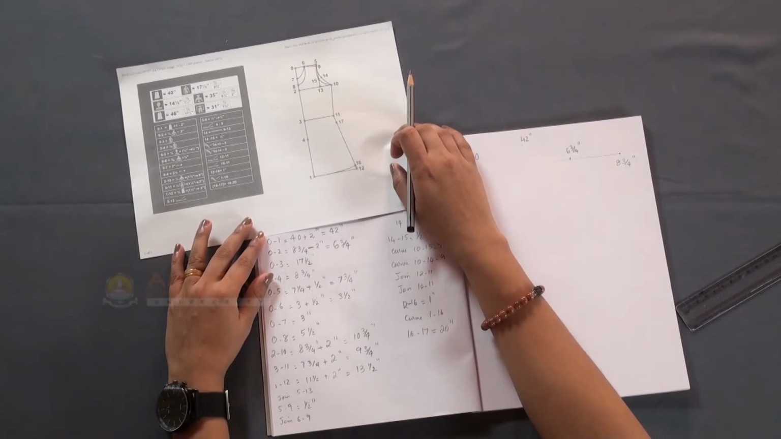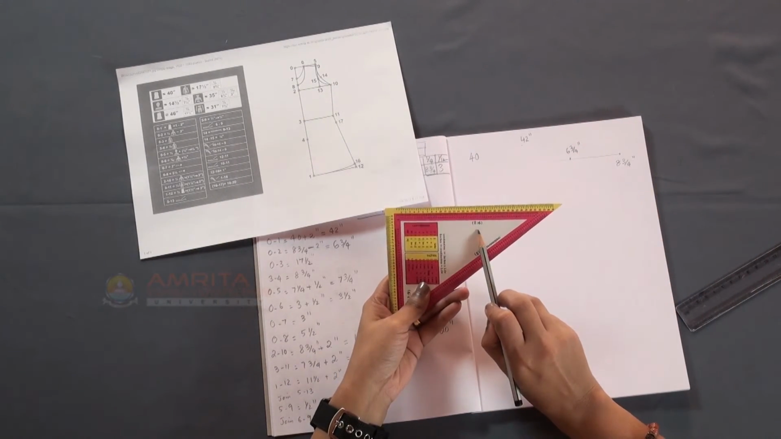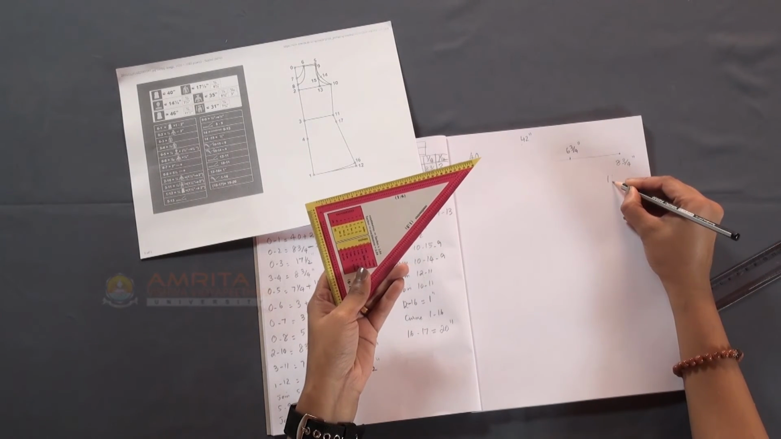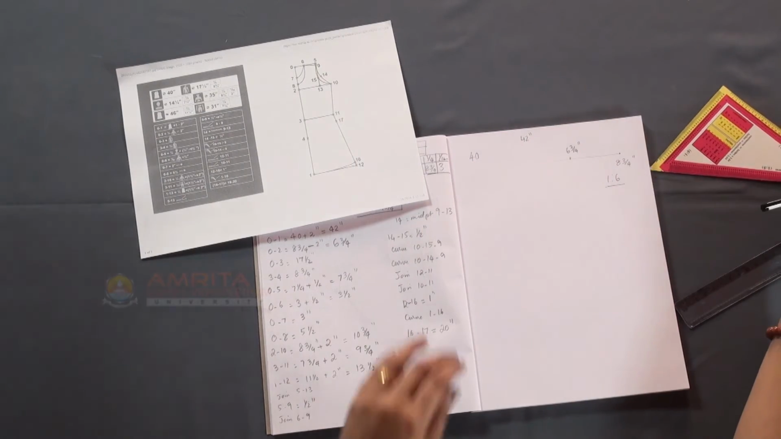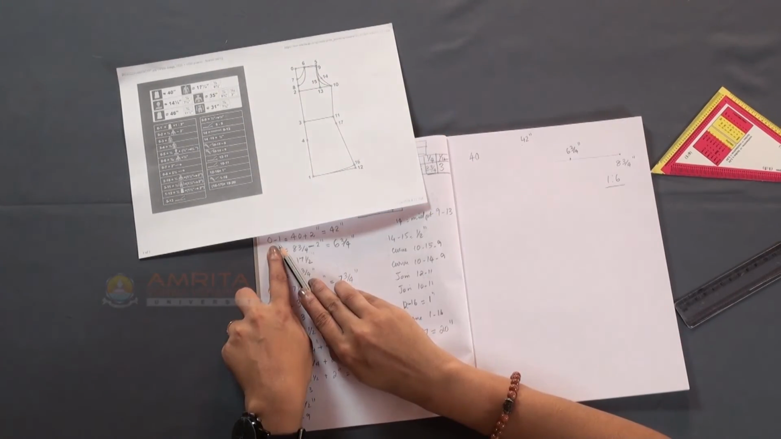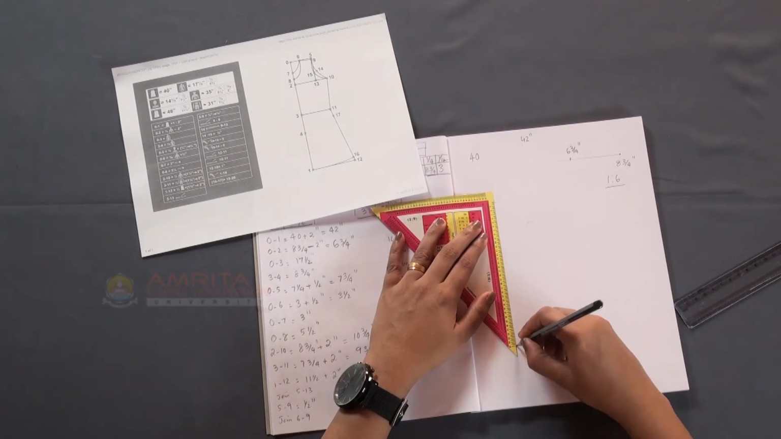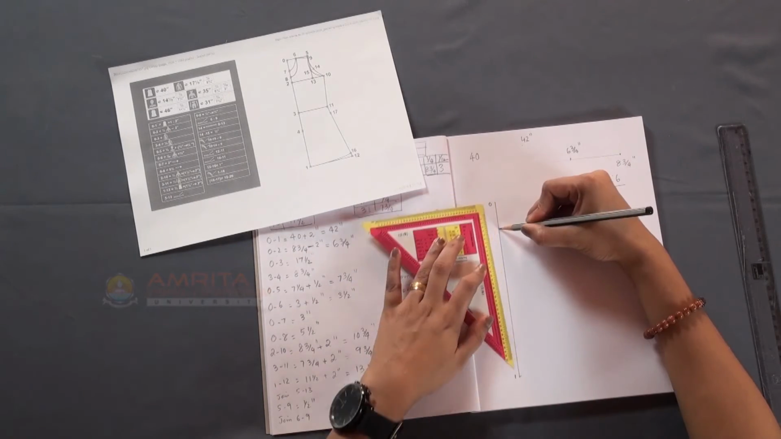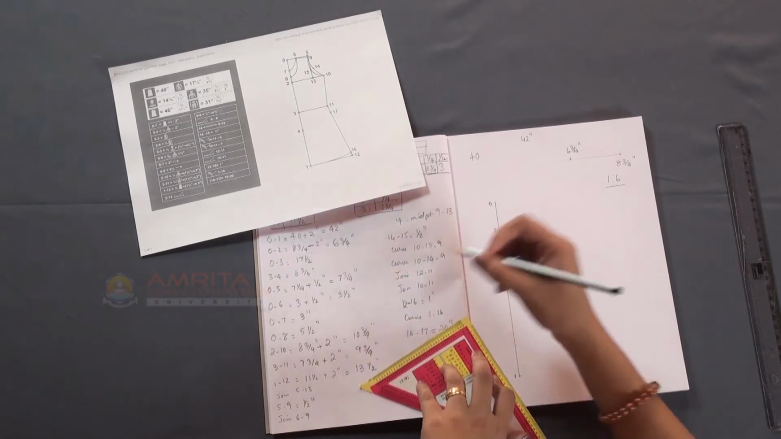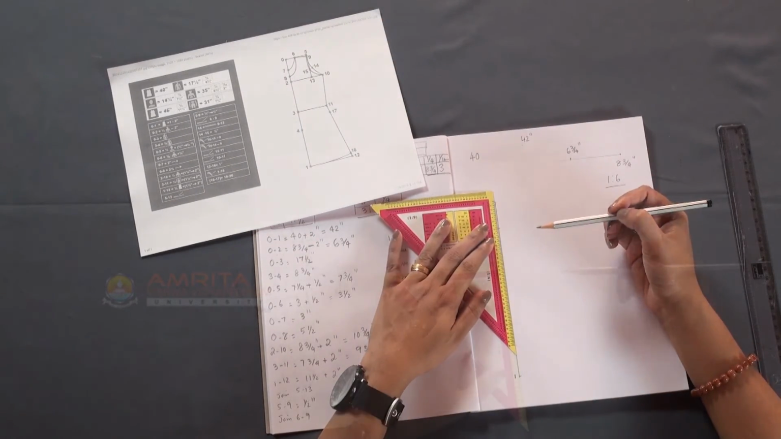The next step is to draw the pattern for a kameez in our notebook. We will use the triangular scale to draw the pattern in our notebook. Here, we are using a 1:6 scale to draw the pattern. As per our drafting instructions, first we will draw the line 0, 1, which we have calculated as 42 inches. Then we can mark the next line 0, 2, which is 6 3/4 inches. Follow the drafting instructions to construct the remaining lines.